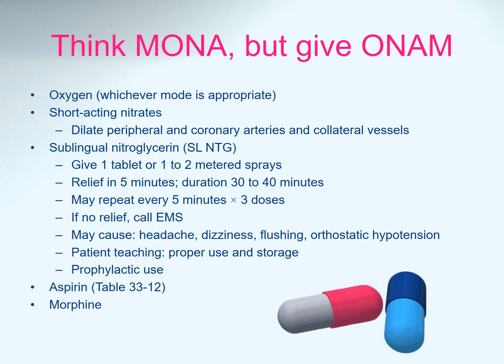We need to make sure that the patient knows that the nitroglycerin has to be stored in the original bottle and not be exposed to moisture or light, and also that it doesn't expire. And it is a prophylactic use. We can also give aspirin, and normally you're going to give 325 milligrams. This is not the prophylactic 81 milligrams, because now we are having heart problems.